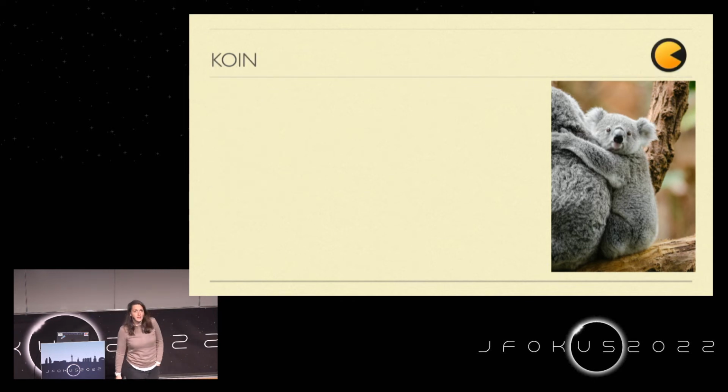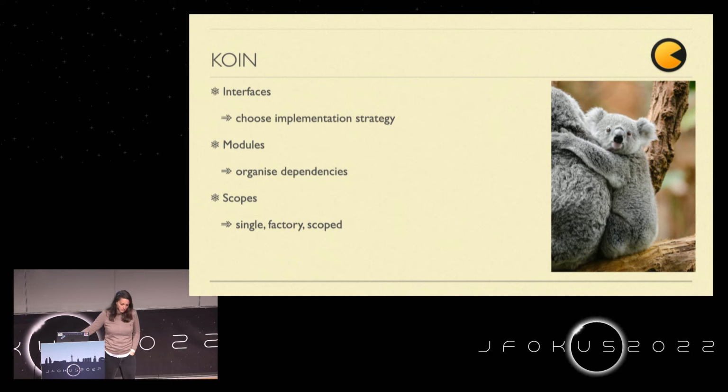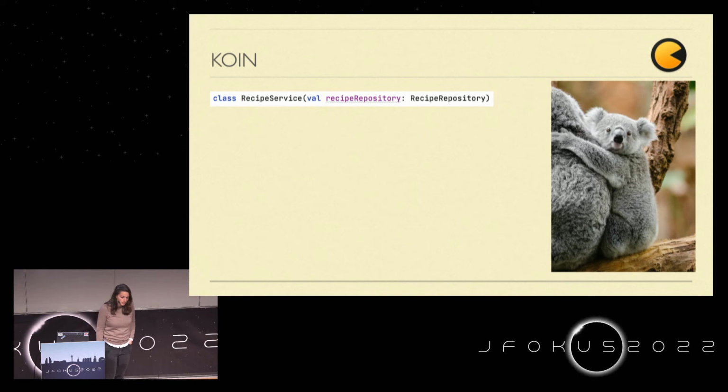Koin starts with the K, which means that it's really part of the Kotlin ecosystem. It works with interfaces to declare its beans, where you can choose the implementation strategy. You can use modules to organize your dependencies, and it knows the usual scopes that you will know for dependency injection: single, factory, scoped. You can use annotations with Koin. If you rather not, you don't have to. This is how Koin code will look like. In this example, I have a recipe service which gets a recipe repository injected.